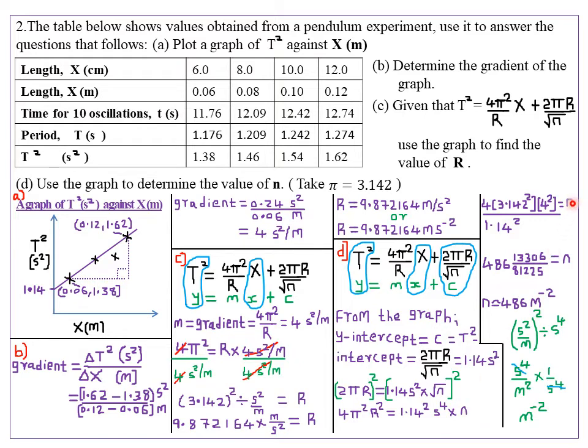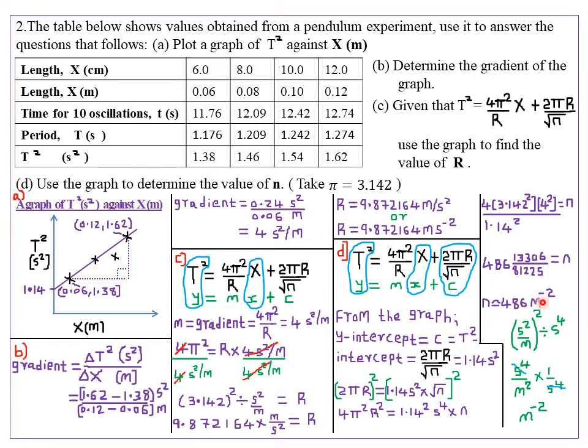Therefore, n will be equal to, I substitute the values of pi, which is 3.142. So if I substitute, I'll have this. Of course, you compute this on your calculator, you'll obtain n as being equal to 486 whole number 13306 over 81225, which is approximately 486 meters to the power negative 2.